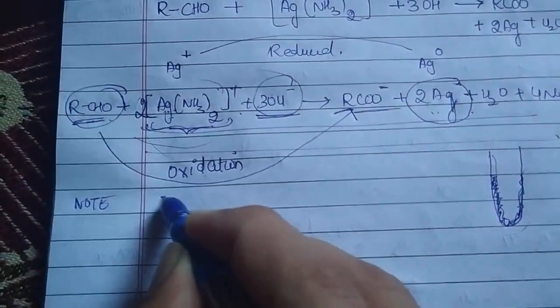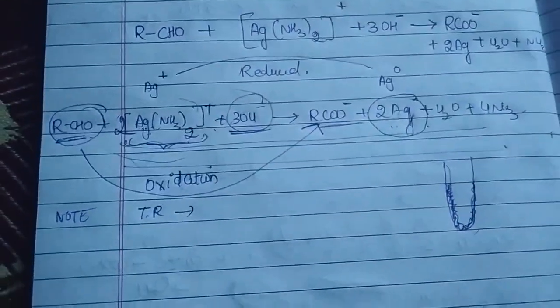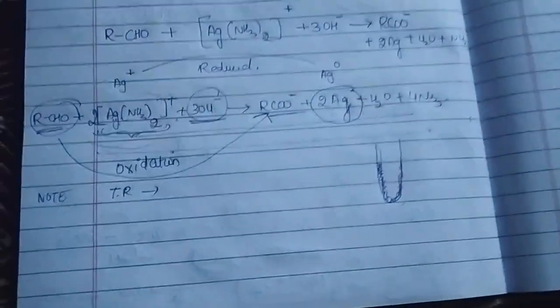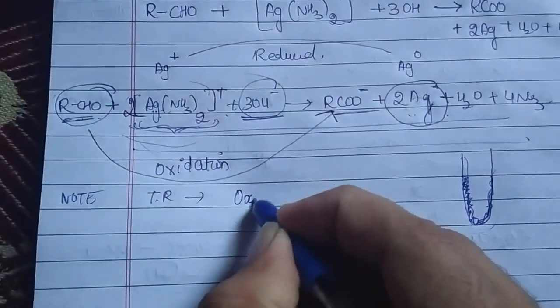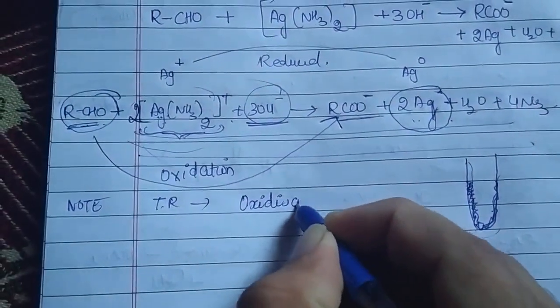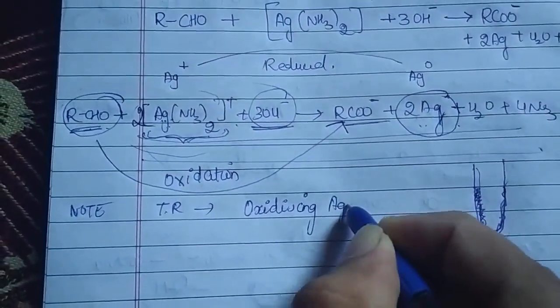So your Tollen's reagent is also an oxidizing agent. It is an oxidizing agent. So Tollen's reagent can also be used as an oxidizing agent.